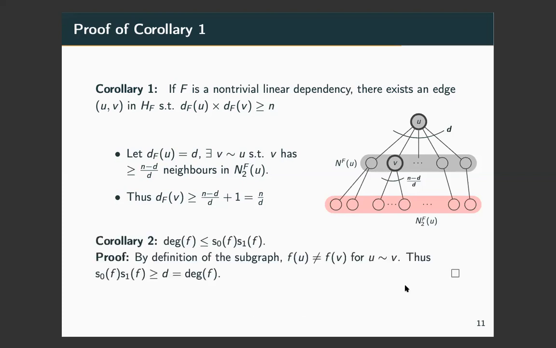This corollary gives us the result that the degree of a function is at most 0 sensitivity times 1 sensitivity. This follows as the vertex's degree in a graph with only sensitive edges corresponds to its sensitivity, and two vertices that are connected to each other are mapped to different function values.